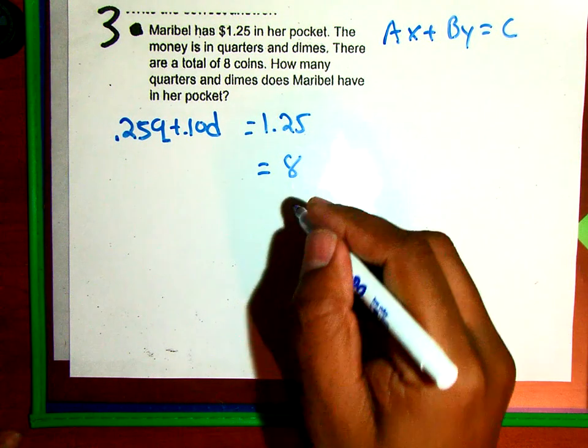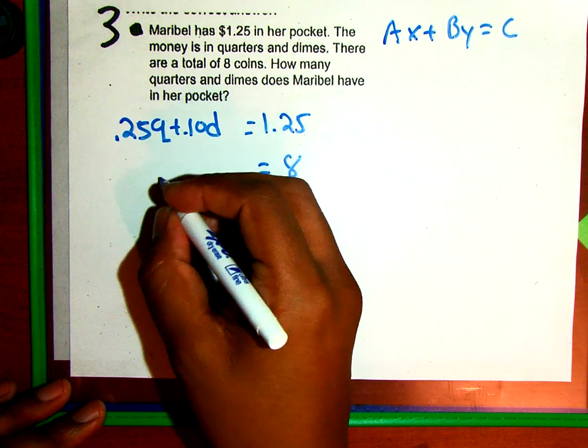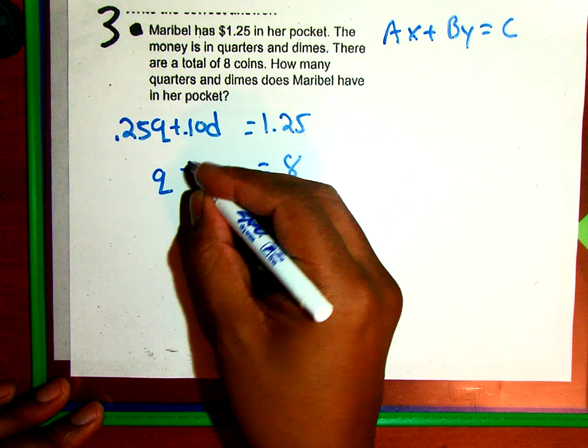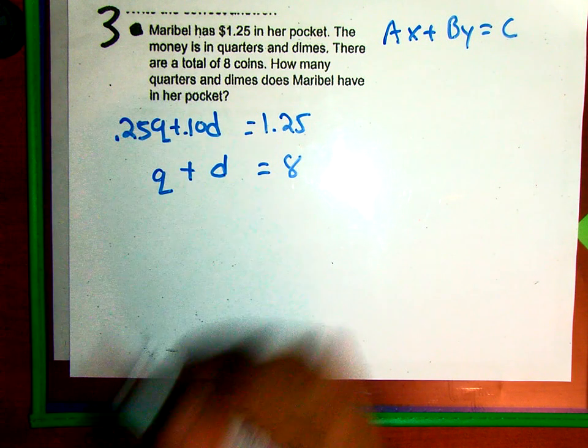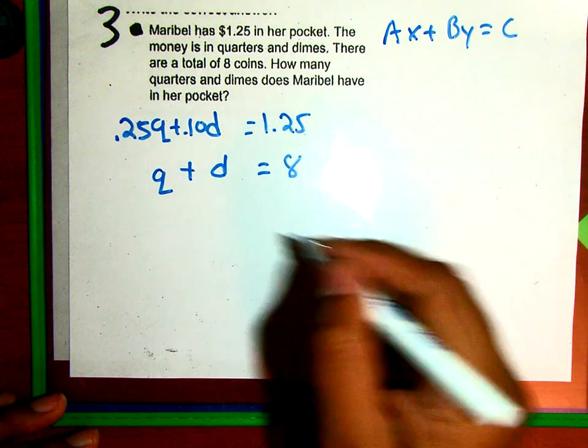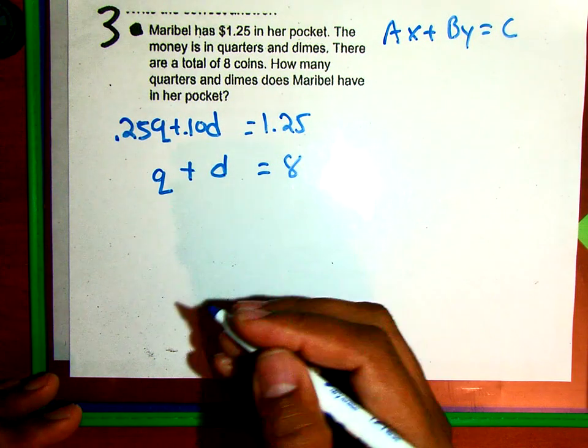Now, as far as coins, you don't have to multiply it by anything. You just have how many quarters plus how many dimes. And we're just going to add that together. So that's our system of equations. Now, there's multiple ways you could solve it. You could solve for Q or D and then plug it in. But I'm going to show you how to do it with the elimination method.